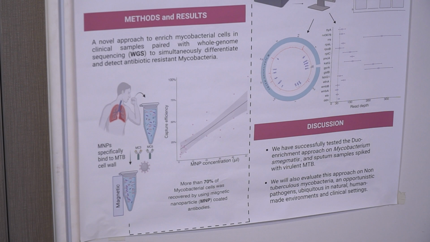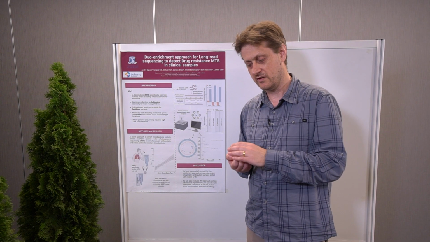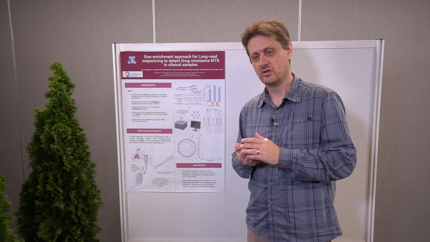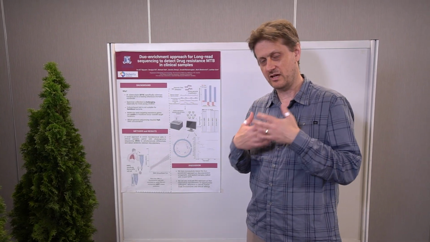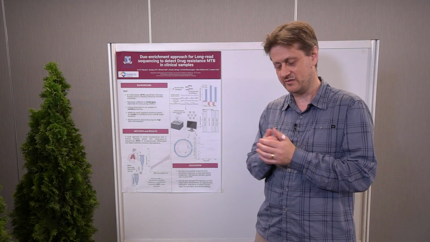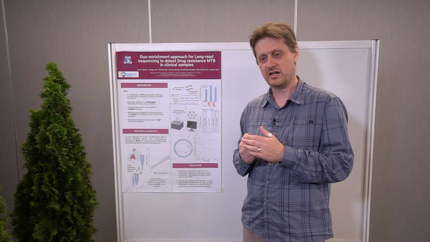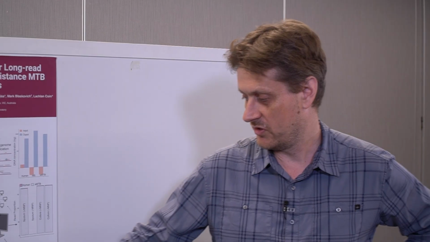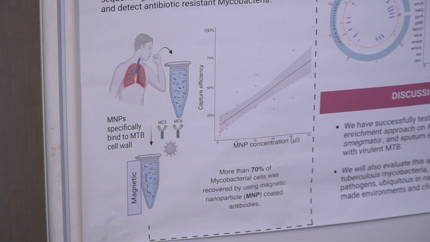Using spike-in experiments with an avirulent strain of MTB, where we spike this avirulent MTB into healthy sputum from a non-tuberculosis infected patient, we can control the amount of bacteria which is present. We spike in a different range of concentrations, up to 10 to the 5 CFU per mL. And we show that with increasing concentration of these magnetic nanoparticles, we can capture up to 70% of the mycobacterium which we've spiked into that sputum.